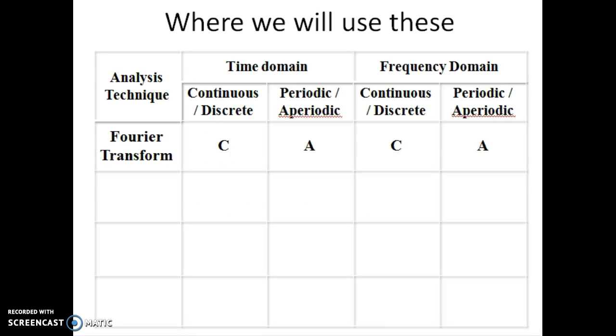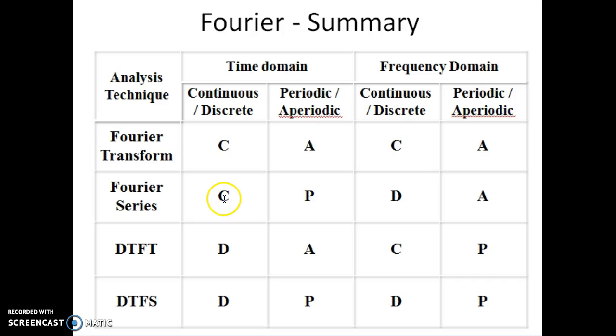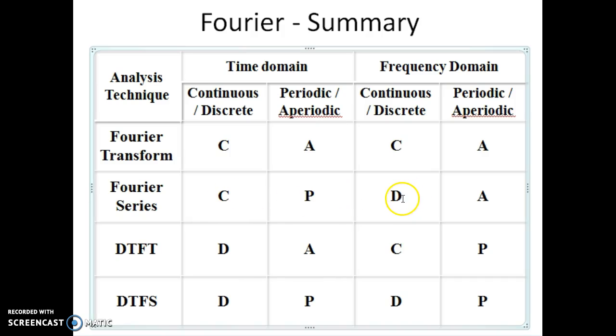Now, where will we use these techniques? If your signal is in the time domain, continuous in time and aperiodic, we will use a Fourier transform, and its frequency domain becomes continuous and aperiodic. And if the signal is continuous in time and it is periodic, then we'll get a discrete spectrum in the frequency domain, and the signal is aperiodic.